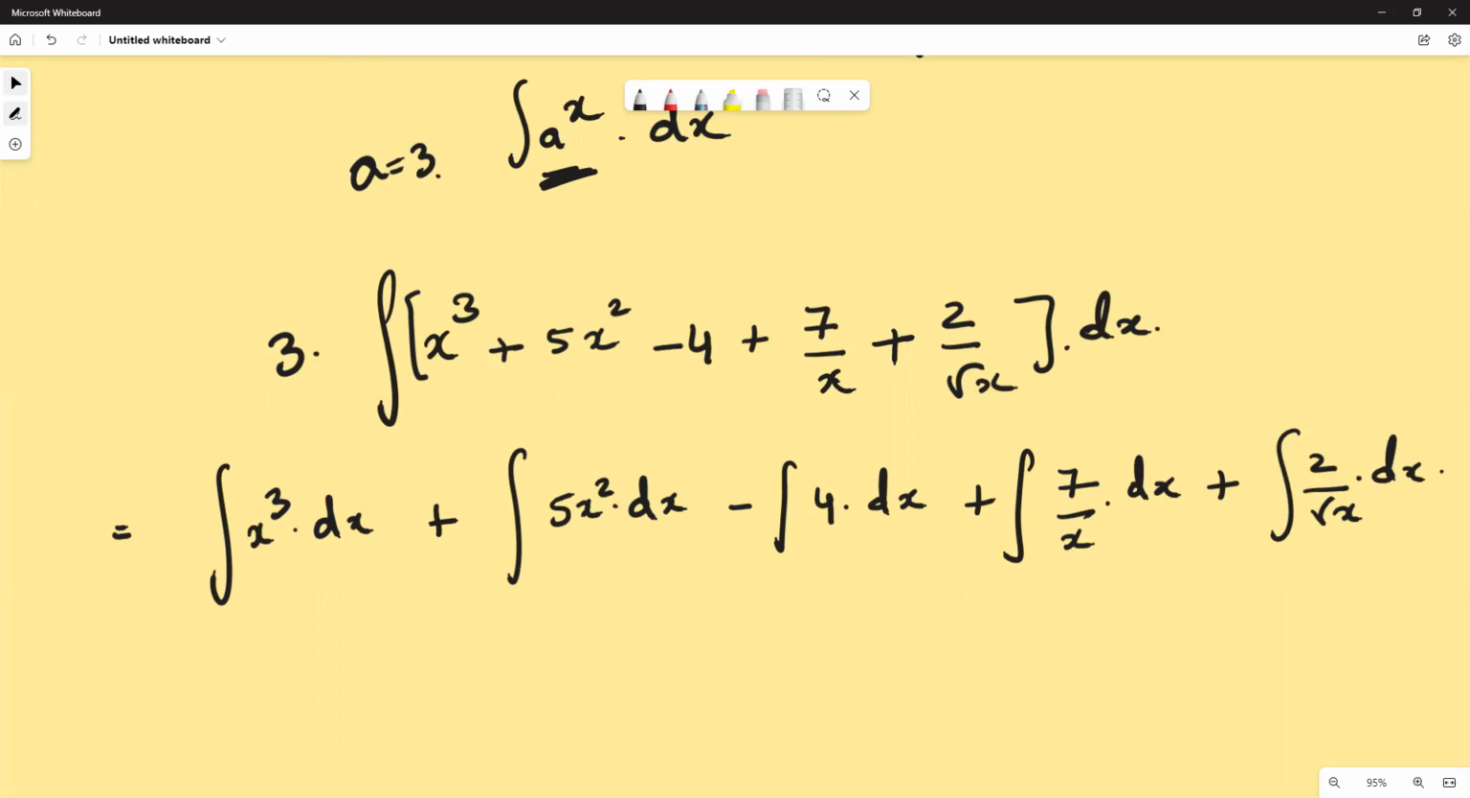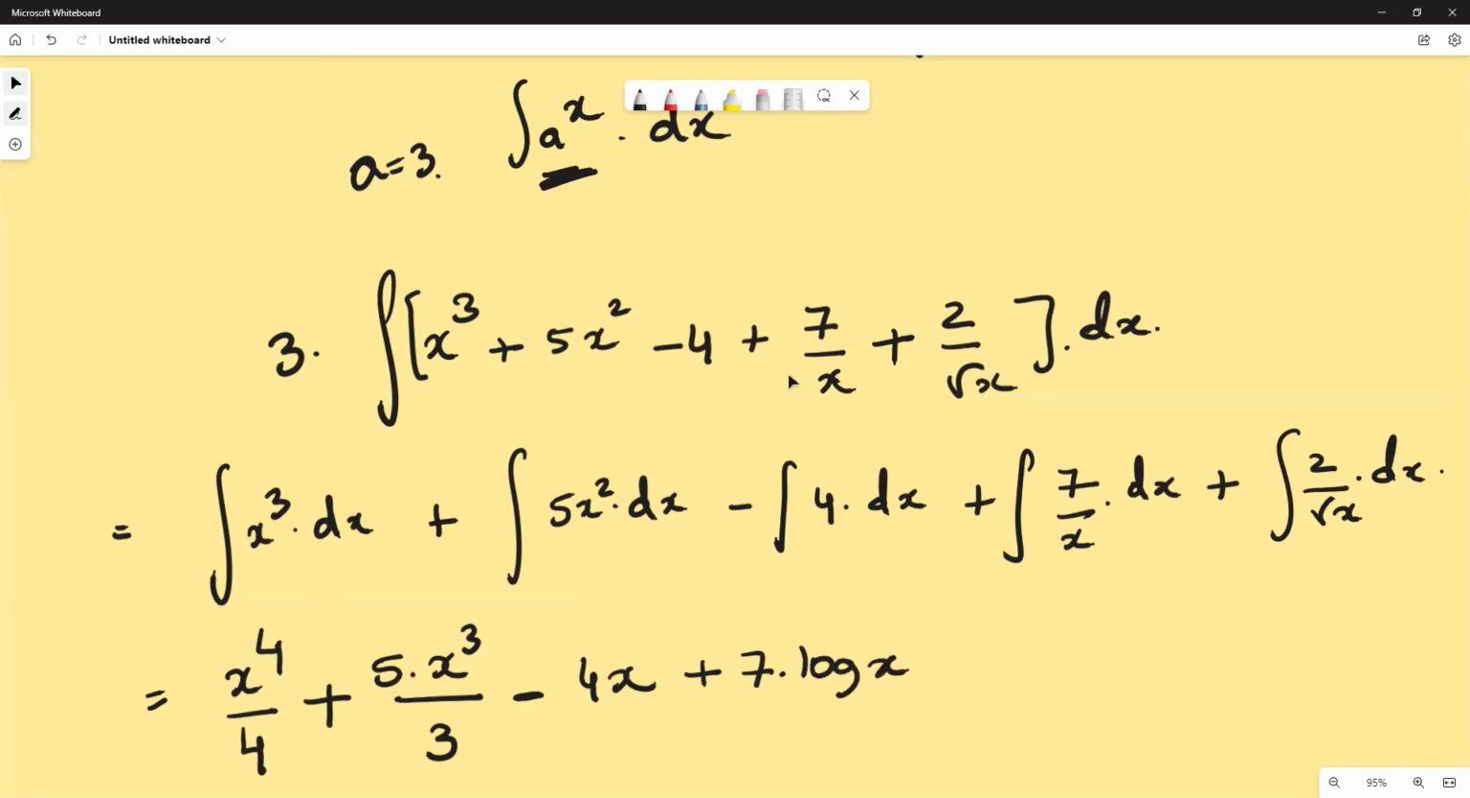Now x cubed dx is as good as x power n. We know the formula, x power n plus 1 by n plus 1, so x power 4 by 4. Plus 5 is a constant, x cubed by 3. Again, x power n plus 1 by n plus 1. 4 is a constant, that's going to be simply 4x. Plus 7, 1 by x dx is log x, plus 2 by root x.